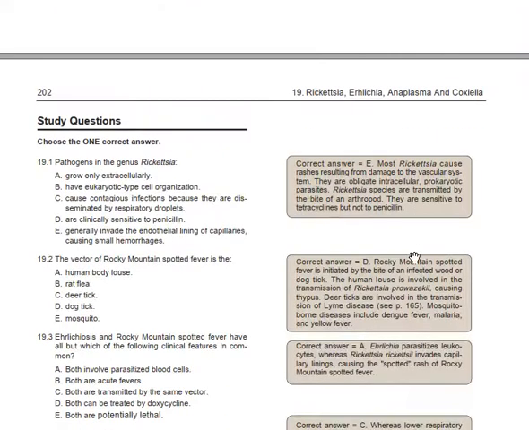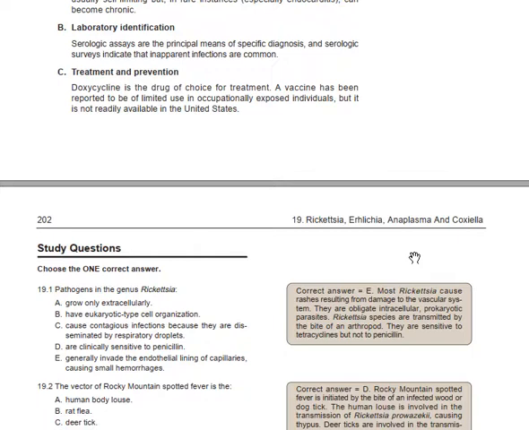So from here we are finished with the different diseases involved in this bacteriology topic.